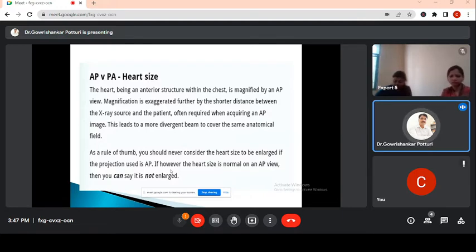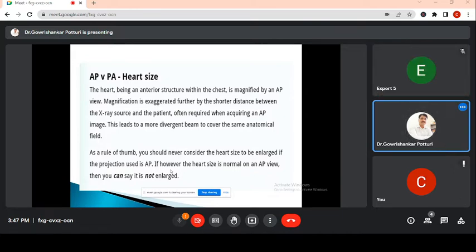The heart, being an anterior structure within the chest, is magnified by an AP view. Magnification is exaggerated further by the shorter distance between the X-ray source and the patient, often required when acquiring an AP image. This leads to a more divergent beam to cover the same anatomical field. As a rule of thumb, you should never consider the heart size to be enlarged if the projection used is AP. If, however, the heart size is normal on the AP view, then you can say it is not enlarged.